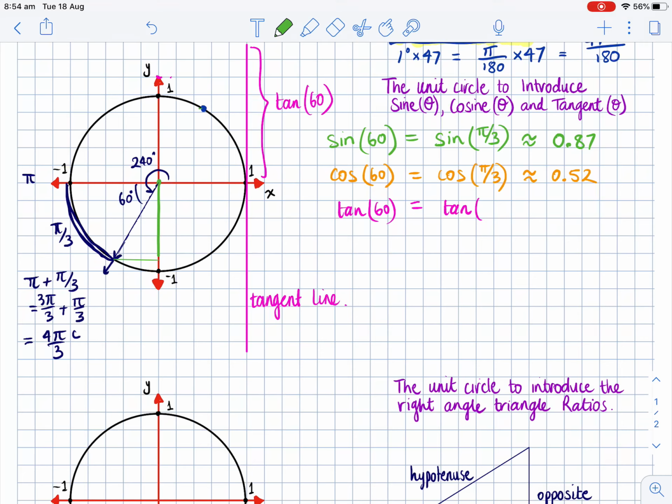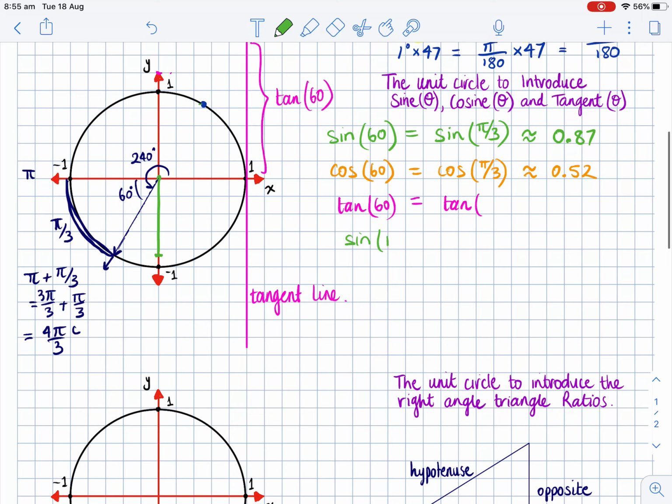The vertical distance would be roughly here. And that vertical distance is very similar to what we had before. Sine of, not 60 this time, sine of 240 degrees, or sine of 4 pi on 3 radians. That will be the same as before, except it's not positive this time, it's negative. Oh, that's not a negative sign. What am I doing? So it would have to be a negative 0.87.